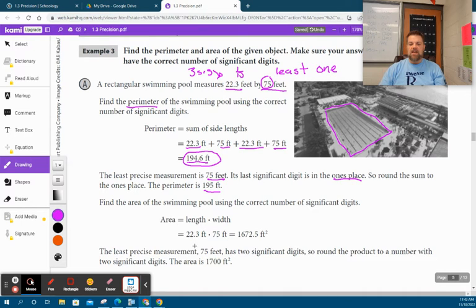Now, if we do the area, because we're cranking through the math and we multiply this, same thing. 75 feet has 2 significant digits, so we're going to round the product to 2 significant digits. So that's an interesting one. So I've got 1672.5. Okay, this is where the textbook of Mr. Adams differs. They're saying 2 significant figures would be these first 2. Well, that's in the hundreds spot, so I go to this number. 7 means I'm going to round up, so it becomes 1,700. So they said the area is 1,700 feet.